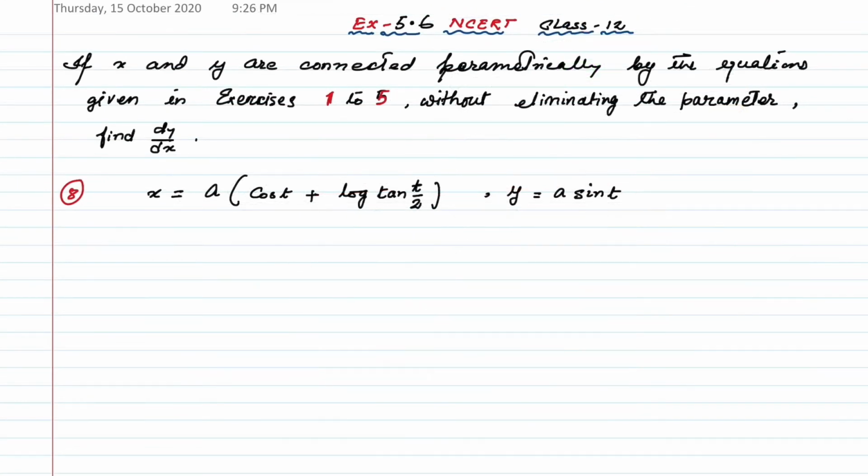Now let us solve question number 8. Here is the solution. Suppose this is 1 and this is 2. Now let us differentiate 1 with respect to t.